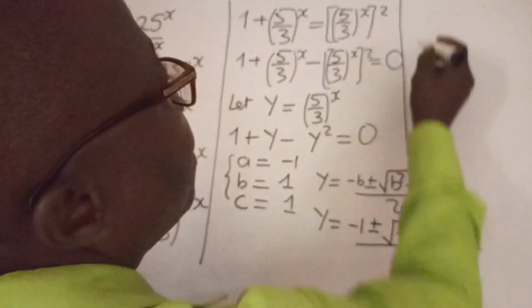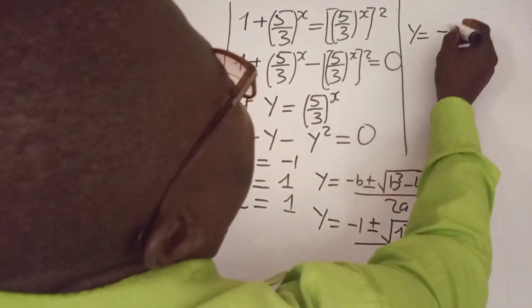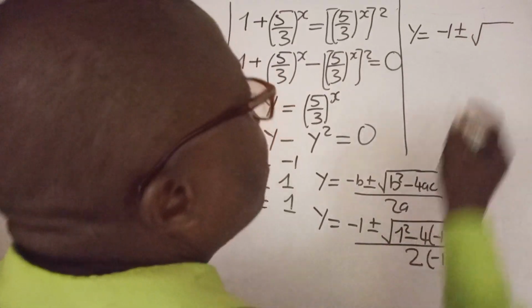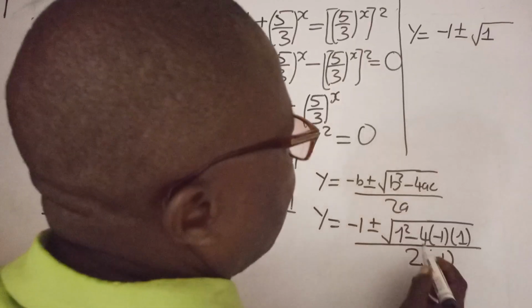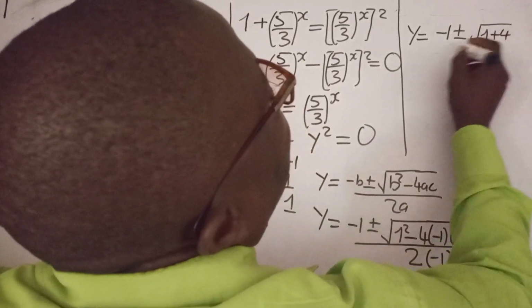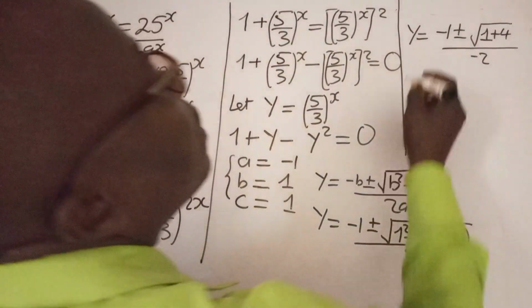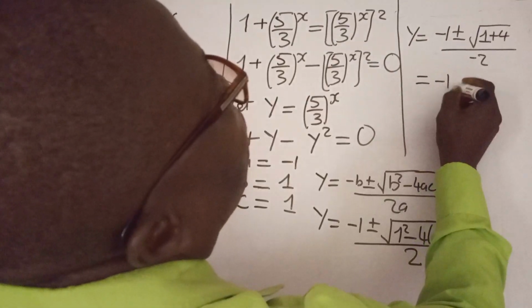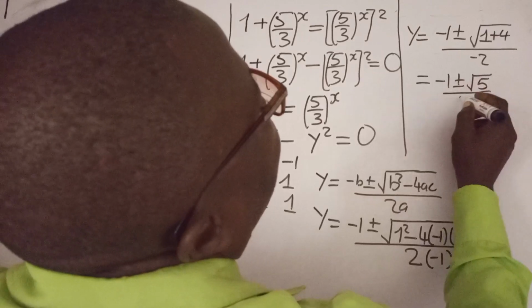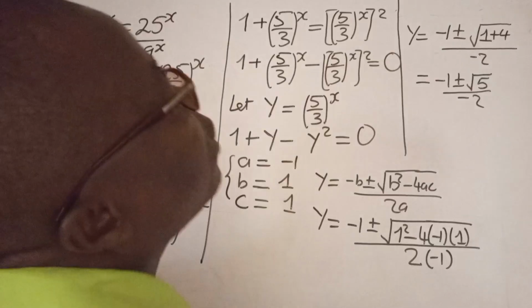Okay, so it means y will be equal to -1 plus or minus the root of 1 squared, which is 1, minus 4 multiplied by -1, which is +4, all over -2. This gives us -1 plus or minus the root of 5, all over -2. All right, these are the two possible values of y.